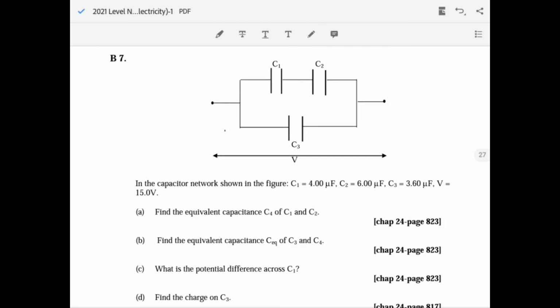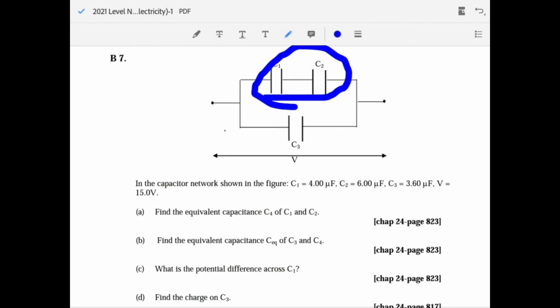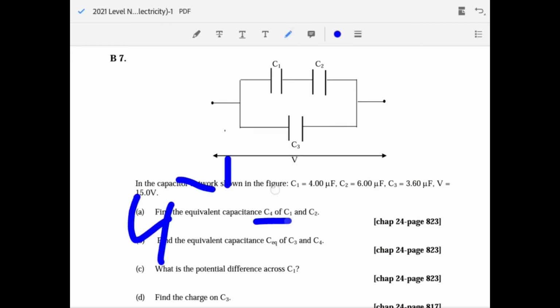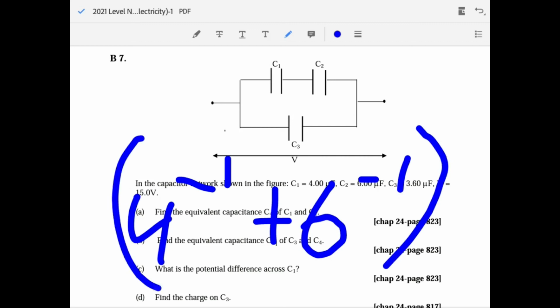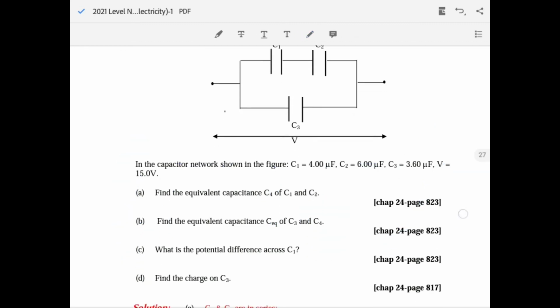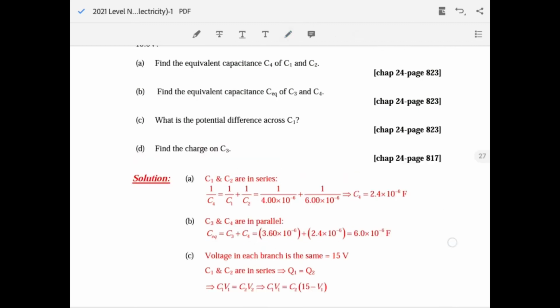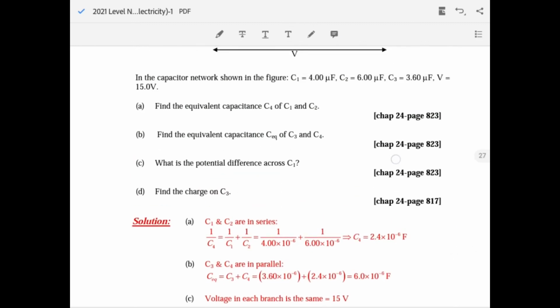Basic 7. Find equivalent capacitance of C1 and C2. Capacitance, it's opposite of resistors, the calculation method. Series, so you do the formula above. So 4 inverse plus 6 inverse, whole thing inverse. You should get like 3.2 times 10 power minus, oh never mind, 2.4 times 10 power minus 6. 3.2 is from another question.